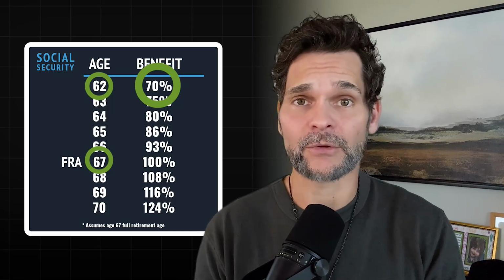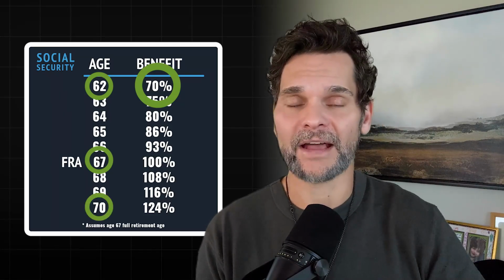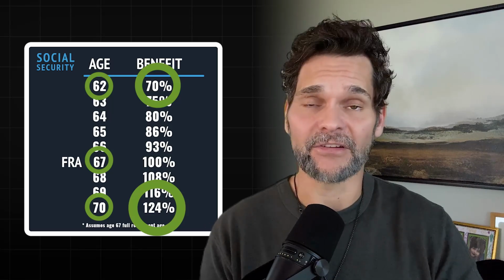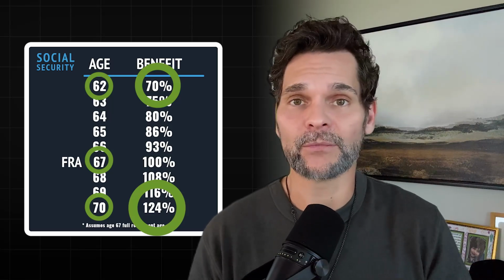So there's a 30% reduction. Likewise, if you wait until 70, there's a 24% increase in your benefit from 67 to age 70. So deciding when to claim can be a big deal from that standpoint. And a lot of folks will look at it this way.